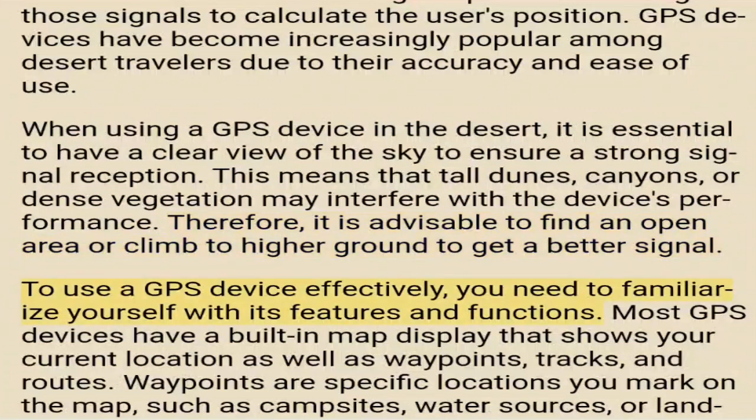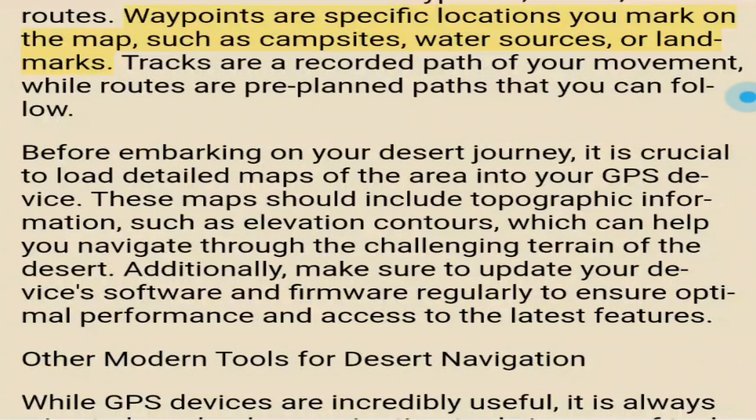To use a GPS device effectively, you need to familiarize yourself with its features and functions. Most GPS devices have a built-in map display that shows your current location as well as waypoints, tracks, and routes. Waypoints are specific locations you mark on the map, such as campsites, water sources, or landmarks. Tracks are a recorded path of your movement, while routes are pre-planned paths that you can follow.